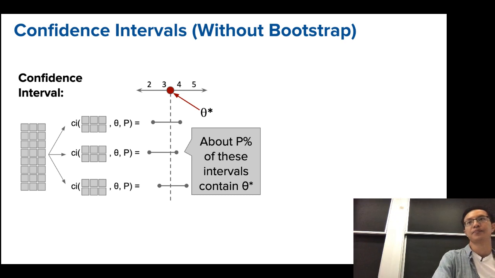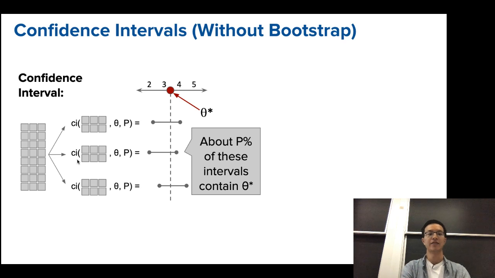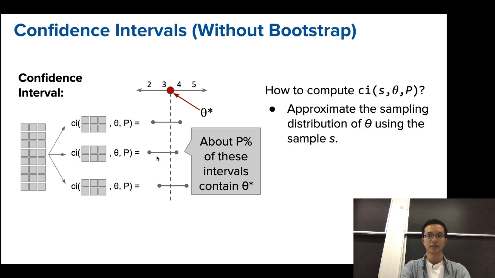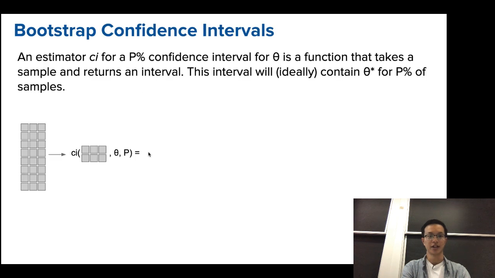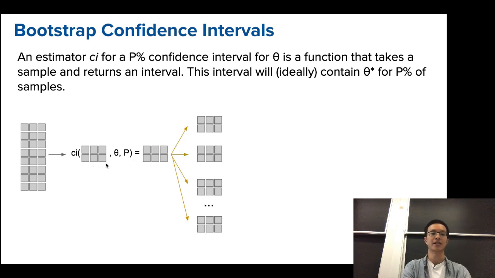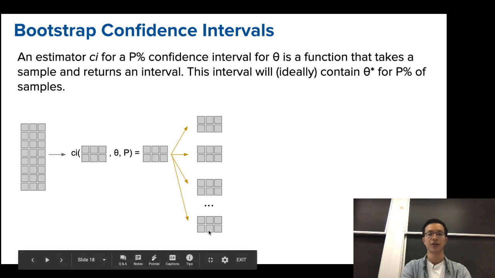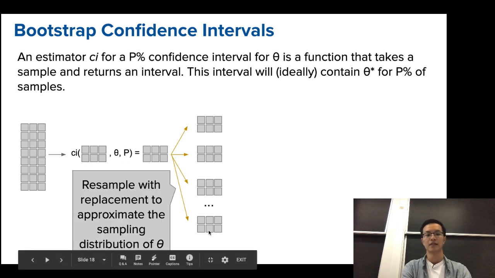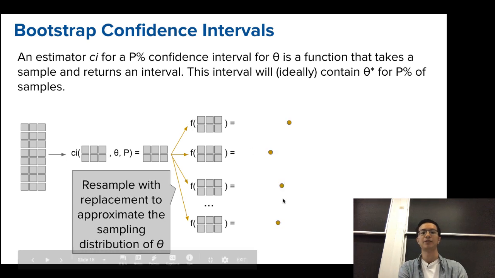Now the Bootstrap, what the Bootstrap does is it gives us a way of making this interval. So here, I'm going to take a look at the CI function. And the way I make the CI function is I take my sample, I resample it with replacement. I compute the sample mean for every single resample. Here are my sample means.